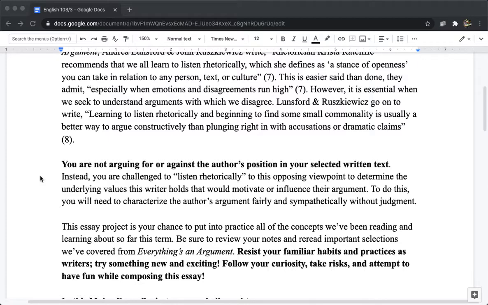To do this, you will need to characterize the author's argument fairly and sympathetically without judgment. This essay project is your chance to put into practice all of the key concepts we've been reading and learning about so far this term. Be sure to review your notes and reread important selections we've covered from Everything's an Argument. Resist your familiar habits and practices as writers, try something new and exciting. Follow your curiosity, take risks, and attempt to have fun while composing this essay.